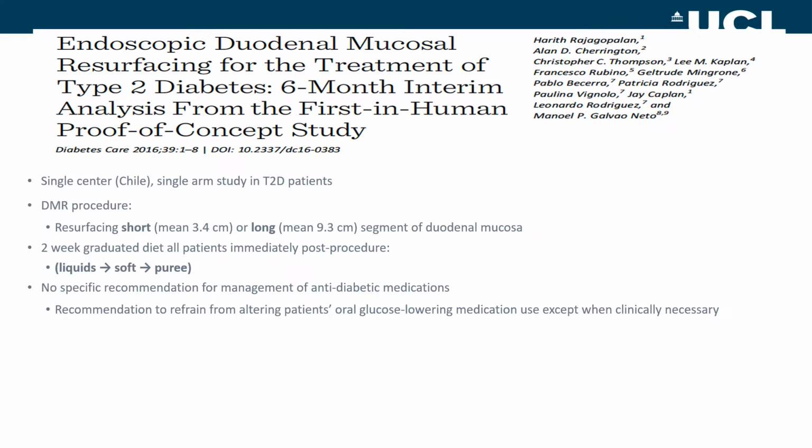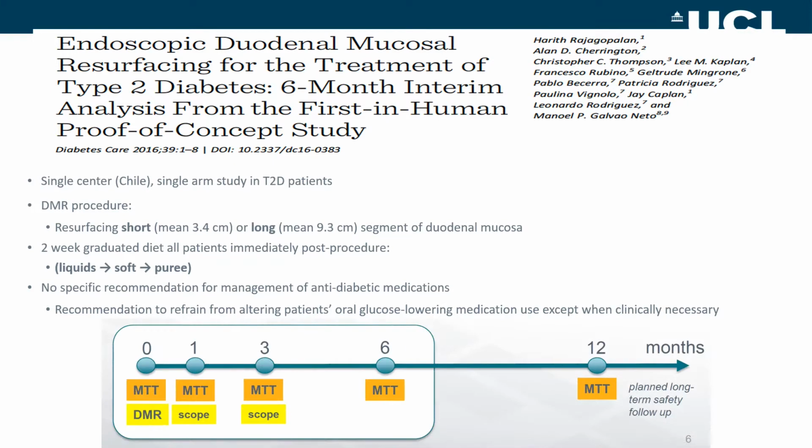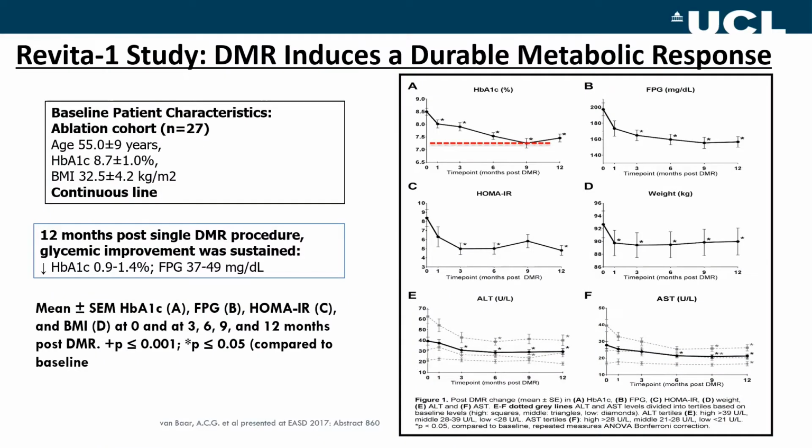End result. So this was the first in human study, which was published some time ago in Diabetes Care. It was a single center study from Chile looking at the duodenal resurfacing procedure in a select cohort of patients with type 2 diabetes, where patients were scoped and following the intervention a mixed meal tolerance test was done at 1, 3, 6 and then 12 months.